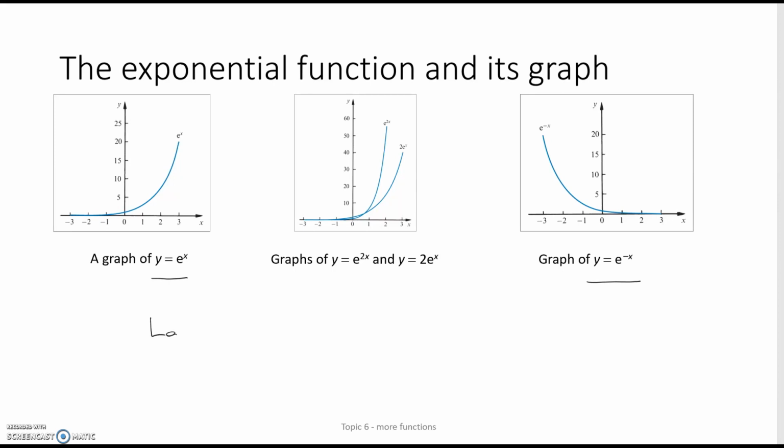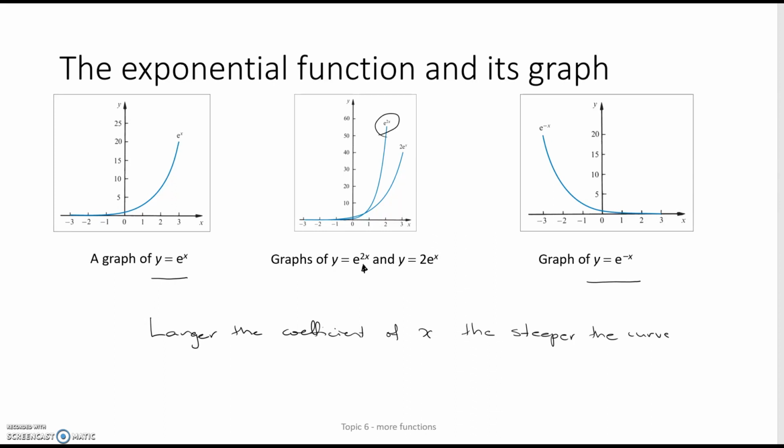The larger the coefficient of x, the steeper the curve. So if you look in the middle diagram here where we've got a 2 and a 1 as the coefficients, the e to the 2x is steeper.